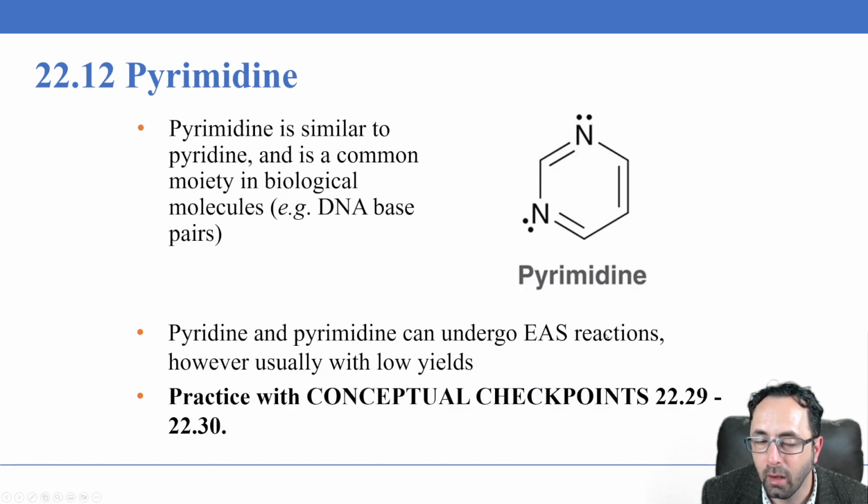Pyrimidine is another compound similar to pyridine, but it has a second nitrogen atom. Pyrimidine is also extremely common in biological molecules, for example, again in base pairs, which I said were heterocycles. In particular, there are two DNA base pairs that are modified pyrimidines. Pyridine and pyrimidine can also undergo electrophilic aromatic substitutions. However, those tend to have low yields.